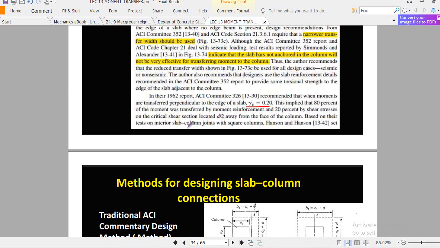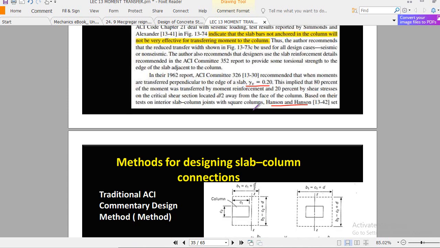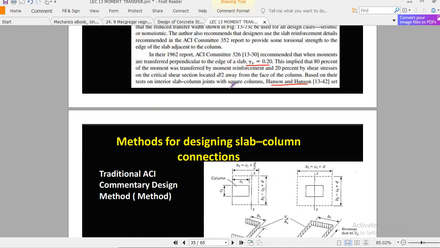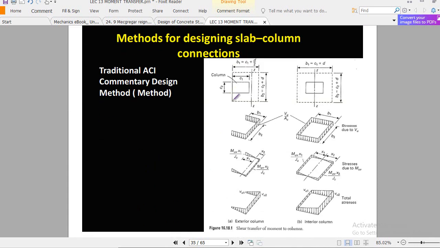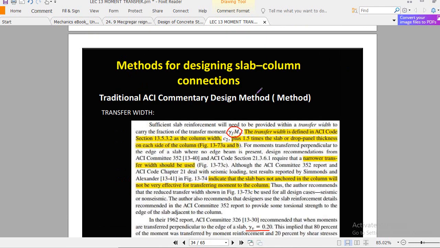Based on their tests on interior slab-column joints with square columns, Hanson et al. proposed that gamma v be increased. They increased gamma v to 40% and gamma f to 60%. So these are different experimental research works. In different cases, as I already explained, if a wall end is present or a wall side is present, these gamma v and gamma f values will be changed.